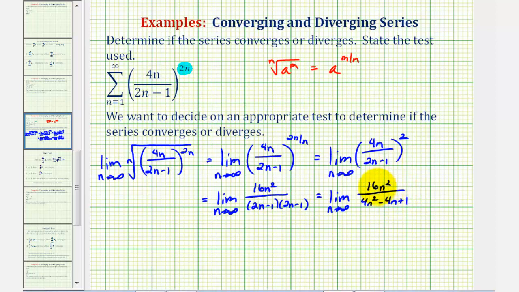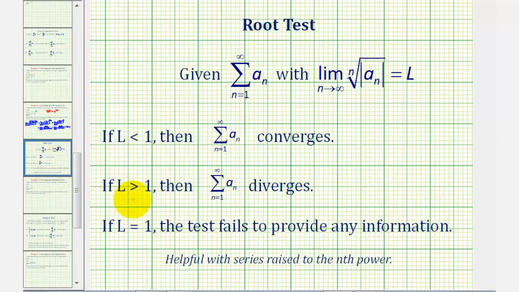Notice in this form, the degree of the numerator and denominator are the same, which means this limit is equal to the ratio of the leading coefficients, which would be 16 divided by 4, which is equal to 4. And since 4 is greater than 1, again, by the root test, we know that the given series diverges.